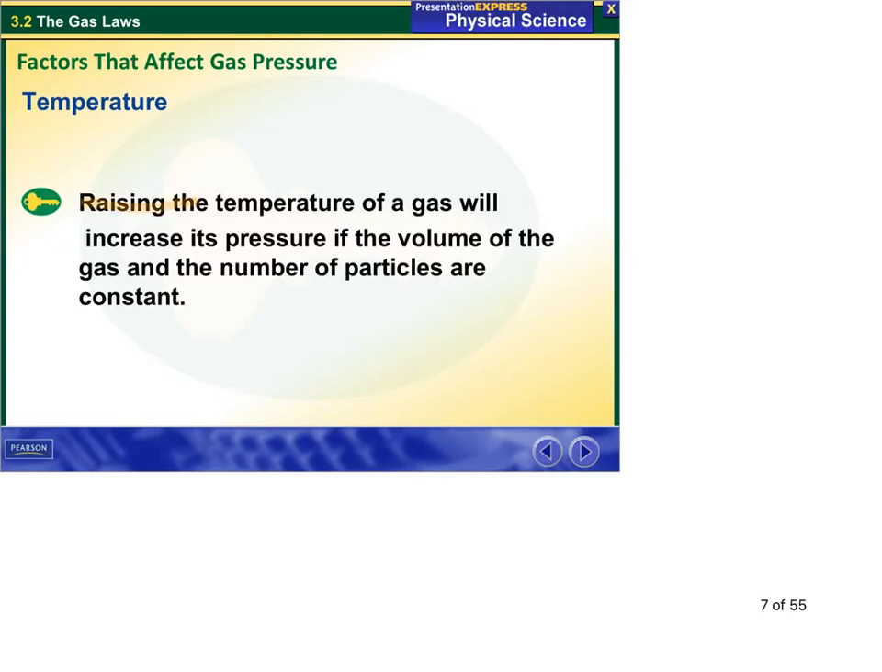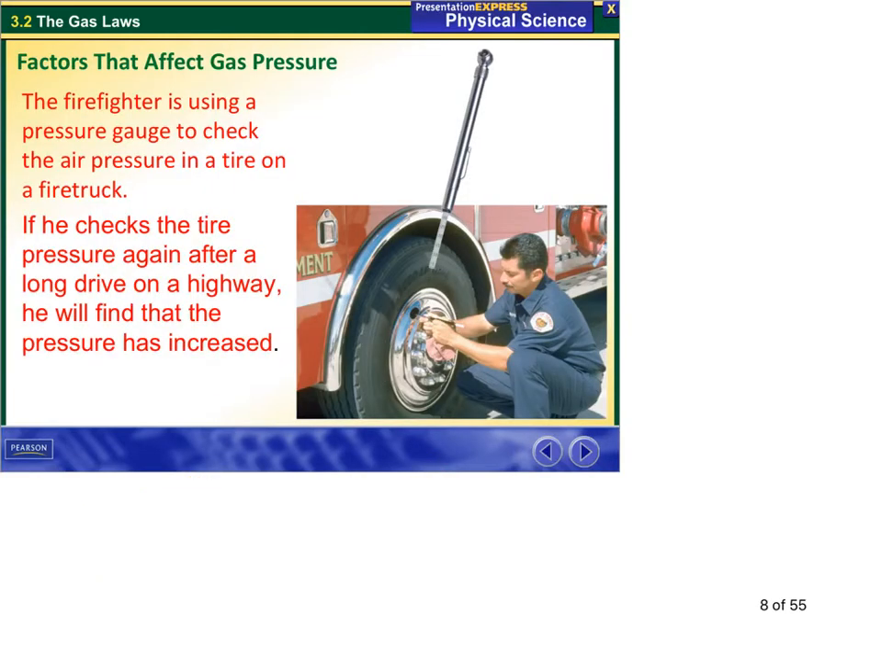If we raise the temperature of a gas, we'll increase its pressure if the volume of the gas and the number of particles are constant. So temperature goes up, pressure goes up, as long as everything else stays the same. A very simple example of this: if you've ever seen an aerosol can tossed into a fire, as the can heats up, the pressure increases until the can explodes. That's why they always say on aerosol cans not to put them near a flame.